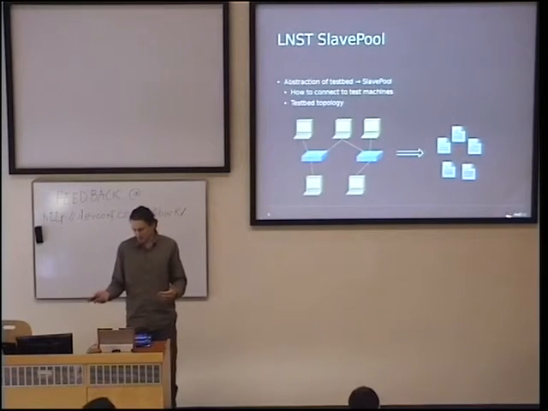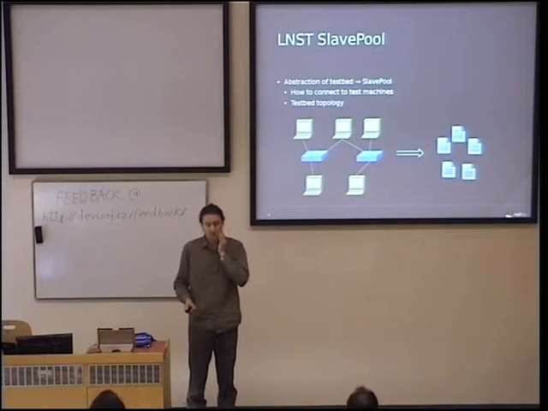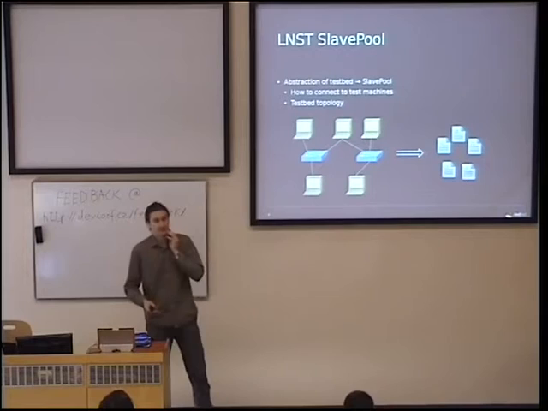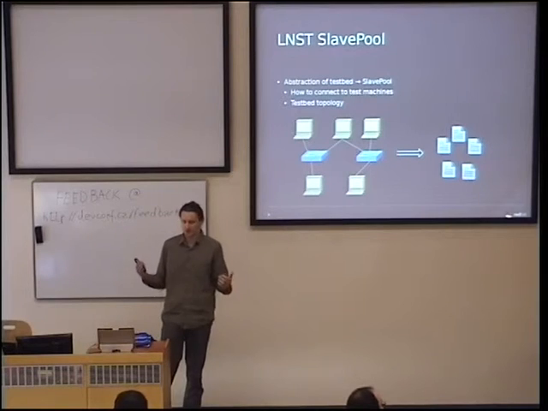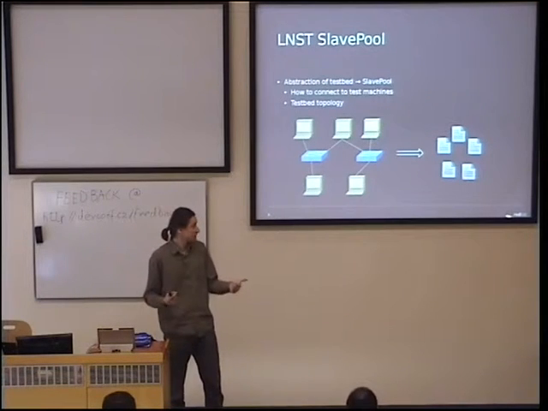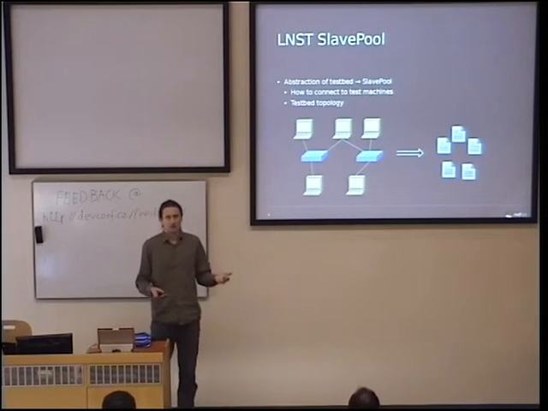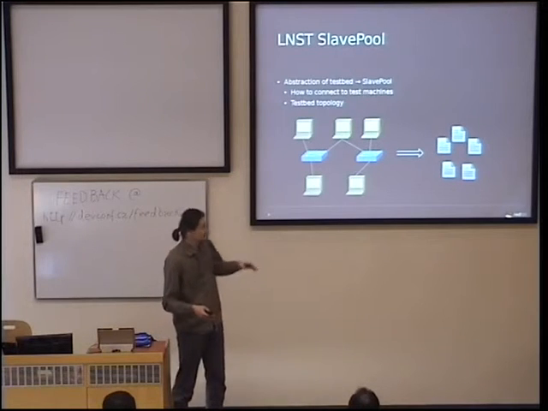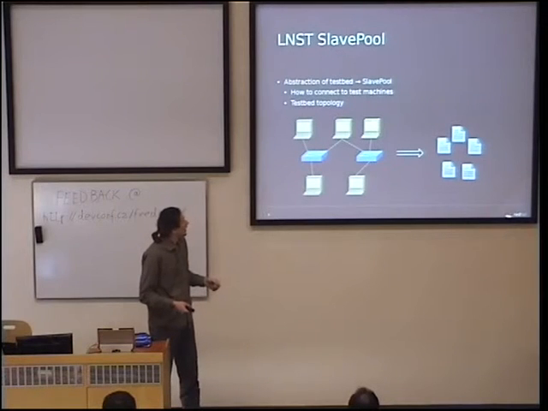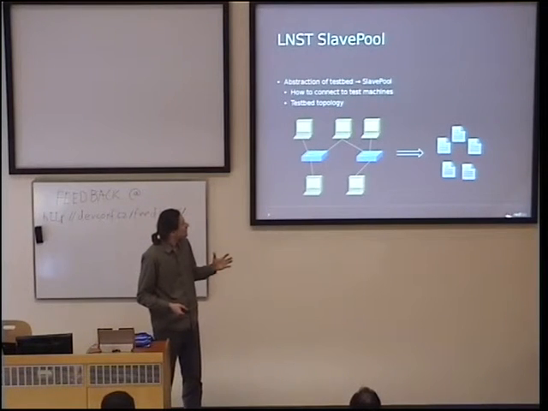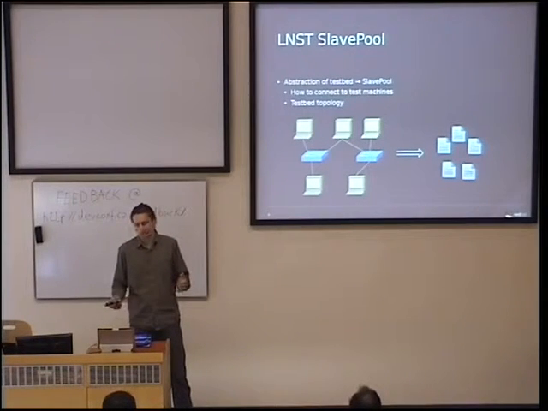For the first thing, test machines, LNST uses the concept of a slave pool. A slave pool is basically a directory or set of files where every file represents one test machine, and it contains information about how to connect to the test machine and which devices it has available. They are identified by MAC addresses, so the LNST slave knows which devices to use. So the slave pool basically describes your testbed topology.